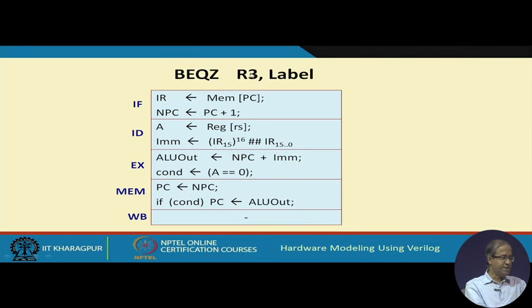In the EX stage, you are adding, not R3, sorry, you are just adding the program counter, the NPC, with the offset to compute the branch address in case you decide to branch later. So you are adding these two up, and also you are checking the branch condition, because the branch condition was equal to 0. R3 is already loaded in A, you check whether A is equal to 0 or not, just a comparator, and the result of the comparison you store in this 1-bit flip flop register cond. In MEM you check this cond.